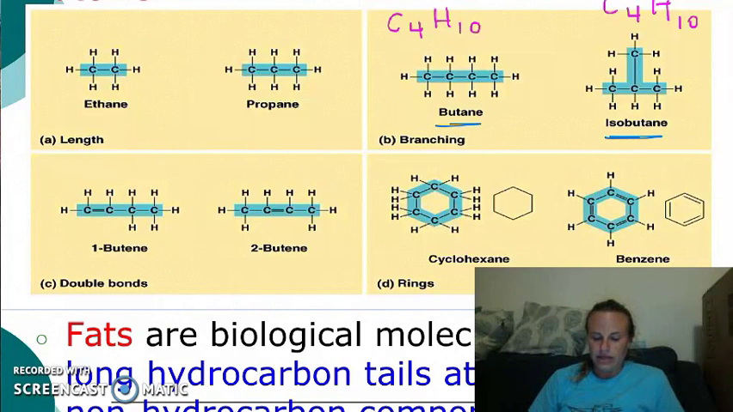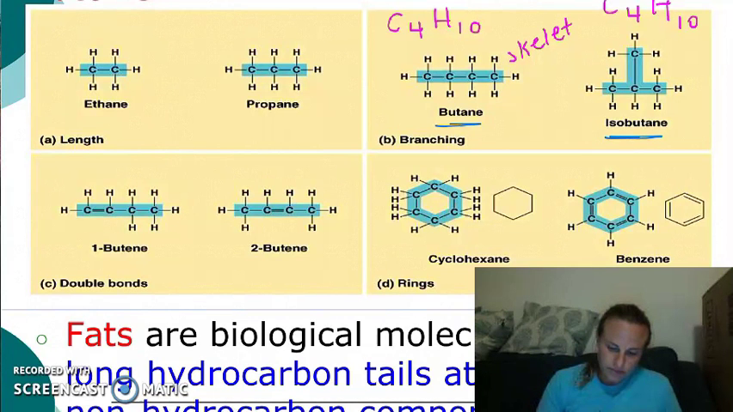That's a similarity. However, even though they're both branching, can you see how this is a skeletal branching pattern? And this is just like a broken branched pattern.